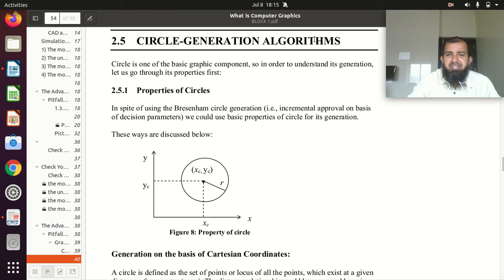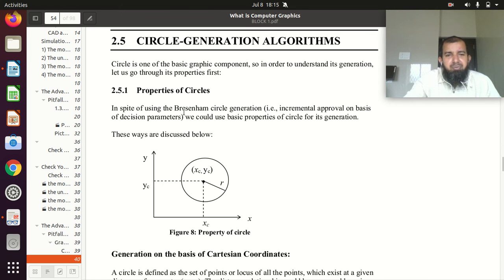Circle generation algorithms. Circle is one of the basic graphics components. In order to understand its generation, let us go through its properties. First, you have to understand what the properties of a circle are.